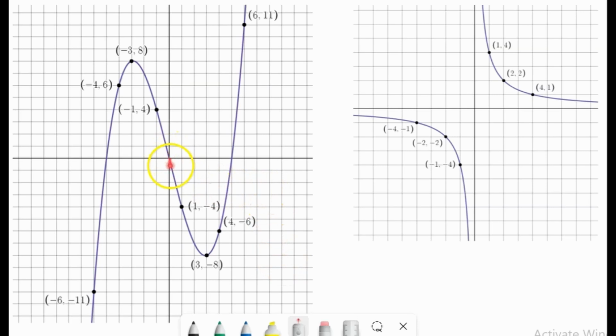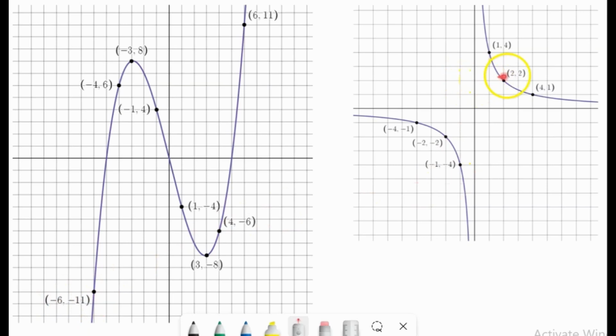This graph passes through the point (1, -4), and if we reverse both of these, reversing the 1 we get -1, and reversing the -4 we get +4. Well, (-1, 4) is on the graph over here. (3, -8) is on the graph, and (-3, 8) is on the graph. (4, -6) is on the graph, and (-4, 6) is on the graph. And lastly, (6, 11), and down here, (-6, -11).